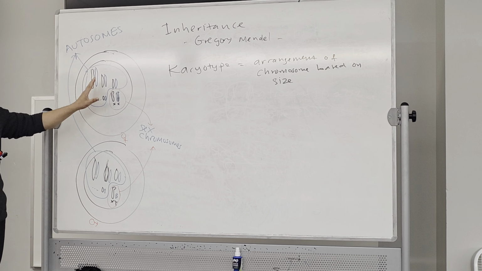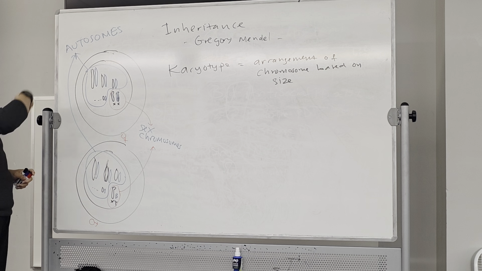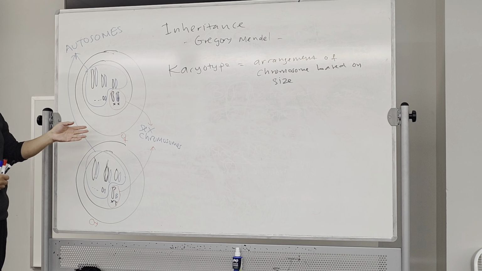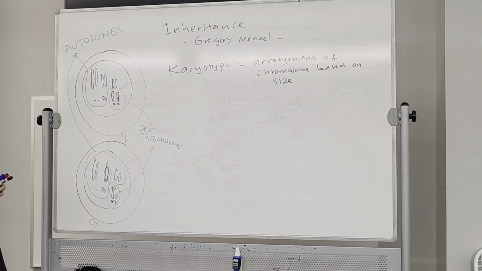Basically, in your cell, it will not look like this because they are just randomly present in your nucleus. They are not arranged by size. But after the scientists take a picture or take a sample from your cells, they can see it under the microscope and they can arrange it based on the size.